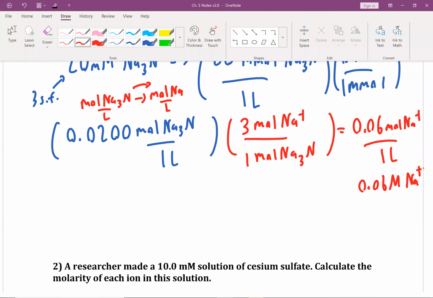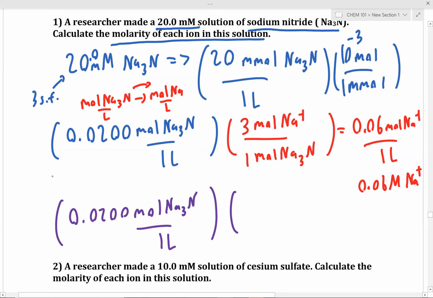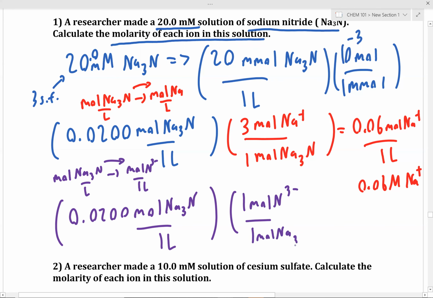Let's repeat this concept with a new compound. Or let me rephrase, for the second ion in this compound. So we have 0.0200 moles of sodium nitride per 1 liter. If we want to go from moles of sodium nitride per liter to moles of nitride per 1 liter, what units need to be on top? Moles of what? Nitride. So we have 1 mole of nitride per 1 mole of sodium nitride, and that in turn gives us 0.02 molar nitride solution. Does that make sense?